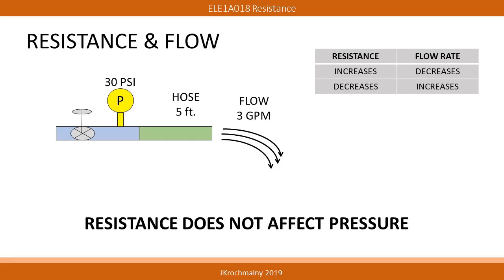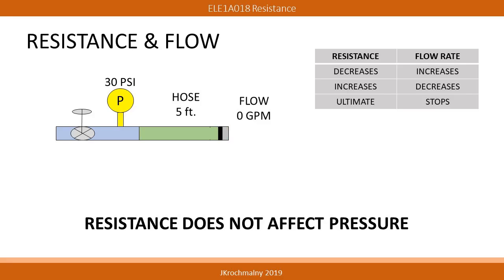We can now draw some conclusions about flow rates, the resistance to that flow, and the pressure differences needed to initiate the flow. If resistance increases, the flow rate will decrease. If resistance decreases, the flow rate will increase. Again, notice that the pressures on the system will not be affected by the resistance.